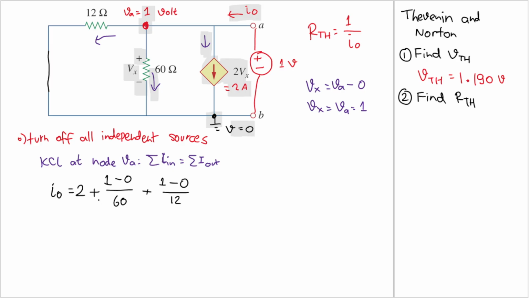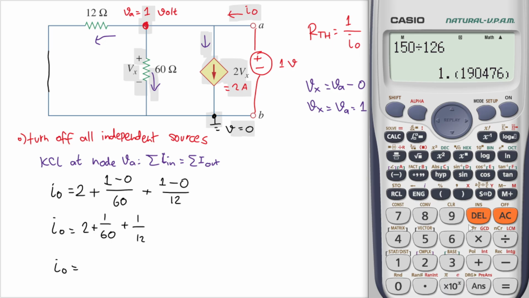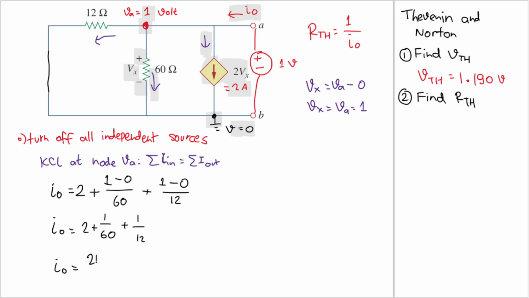Okay, and look at this. The right hand side is just a number, right? So I'll have I_O is equal to 2 plus 1 over 60, and then plus 1 over 12. I think we can just use a calculator to calculate this. So we'll have 2 plus 1 over 60, and then plus 1 over 12. And that value is 21 over 10, and the unit here will be in amperes.